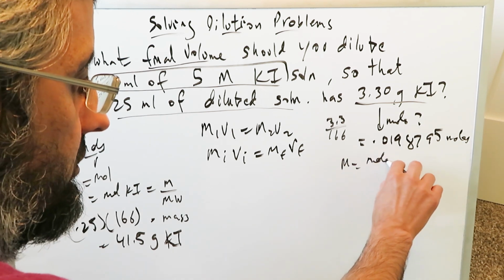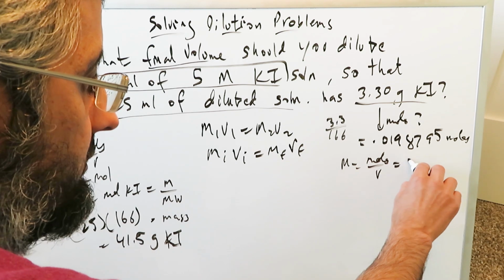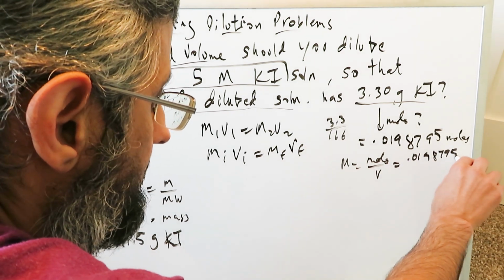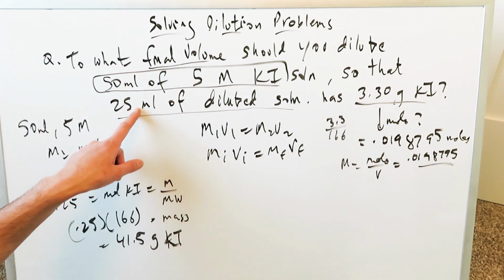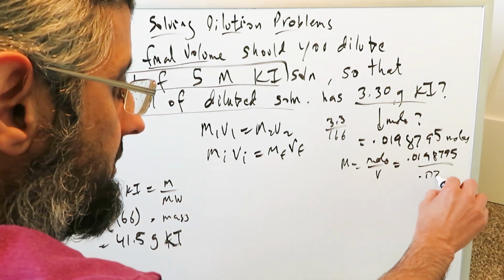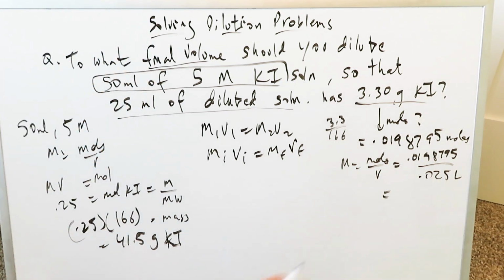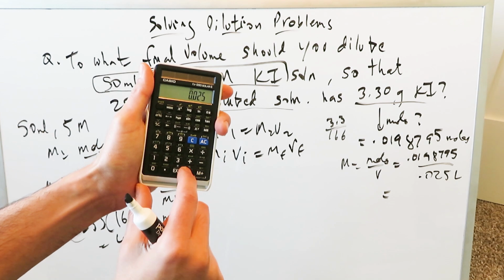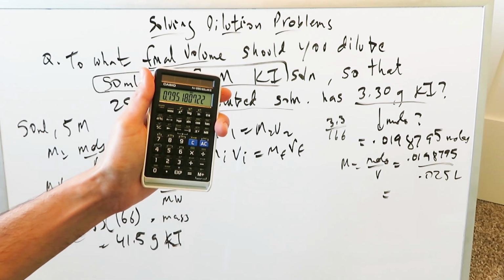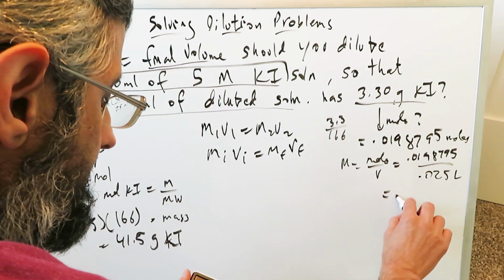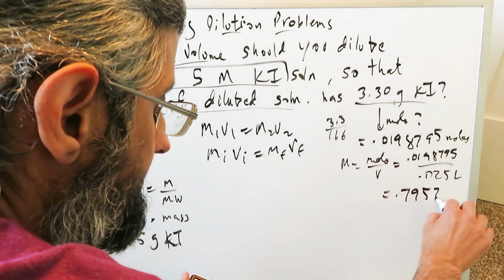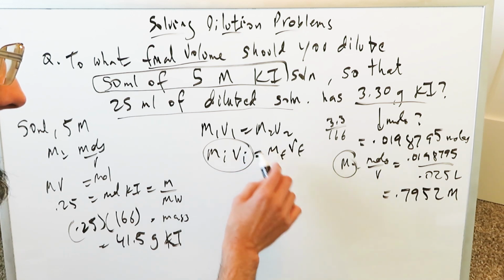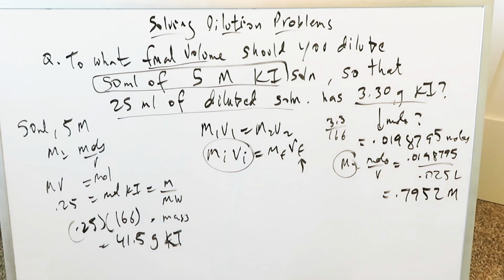Molarity is equal to moles over volume, which is equal to 0.0198795 moles divided by 25 ml converted to liters, 0.025 liters. When you do that, what will you get? You divide those moles by 0.025 liters, and you'll have 0.7952. I'll round it up. 0.7952 molarity. Now you see I've determined this and I have this. All I have to do is determine that and everything will work out.